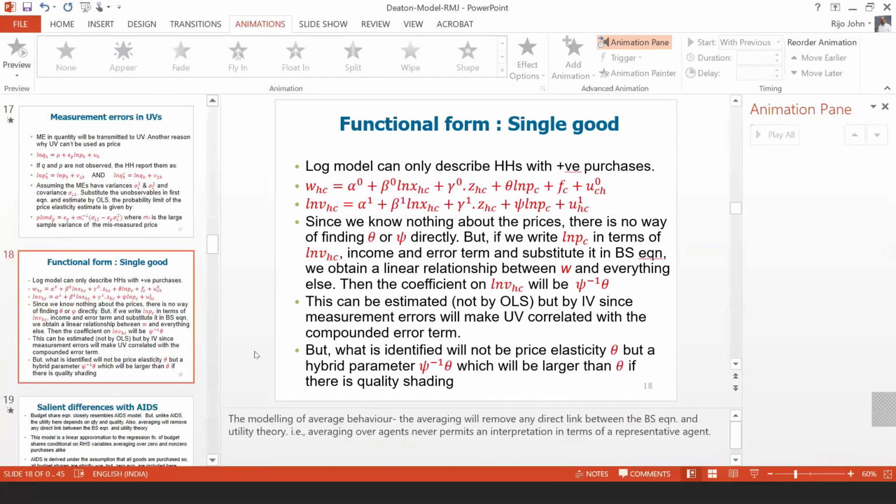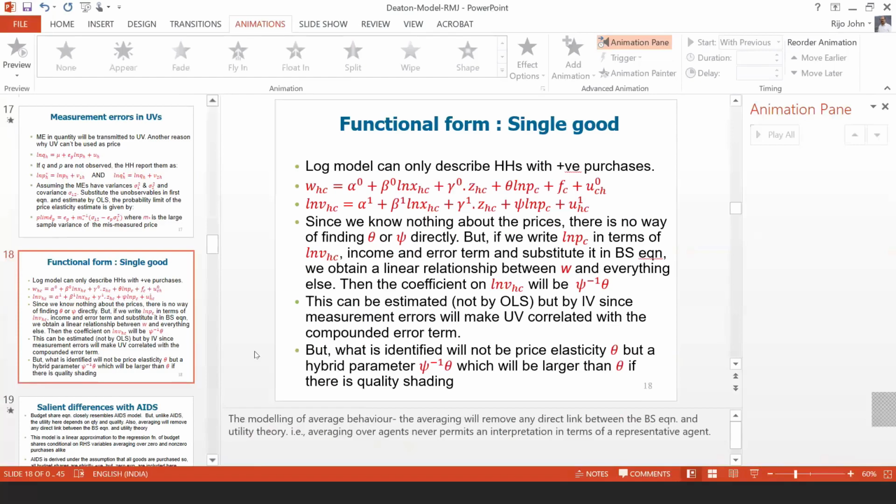But if we were to write this second equation, the unit value equation, in terms of LNPC, you take everything to the left side, keeping LNPC on the right side, and then divide it by the psi. You can express this equation in terms of LNPC as a function of everything else, and then substitute that into the budget share equation, the first equation. Then the theta will be multiplied with the inverse of psi there, right?